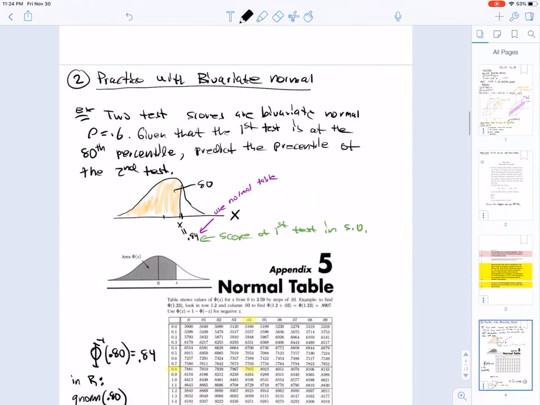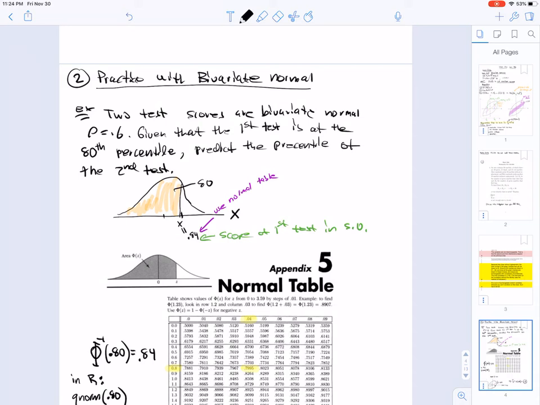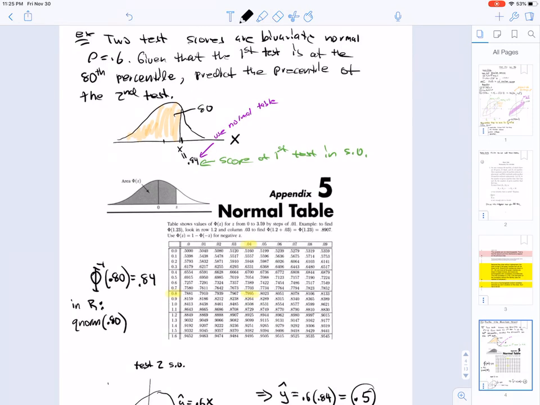Okay, so on to bivariate normal. So imagine two test scores are bivariate normal where the rho is 0.6. Given that the first test is at the 80th percentile, predict the percentile of the second test. Okay, so we find the test score in standard units using our normal table or inverse CDF, or in R you can write qnorm(0.8). So that gives us 0.84.